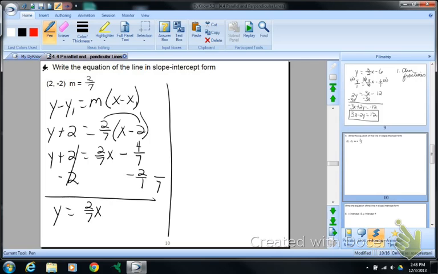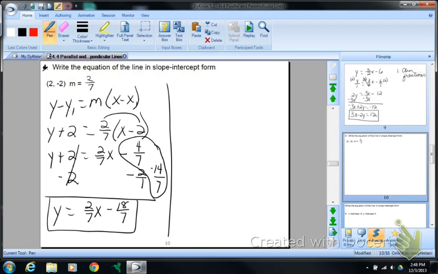So what would that give me, Nick? What would I put right here? Huh? Negative 14. Don't forget that negative. Negative 14. So negative 4 over 7 and a negative 14 over 7 is a negative 18 over 7. So there it is in slope-intercept form.